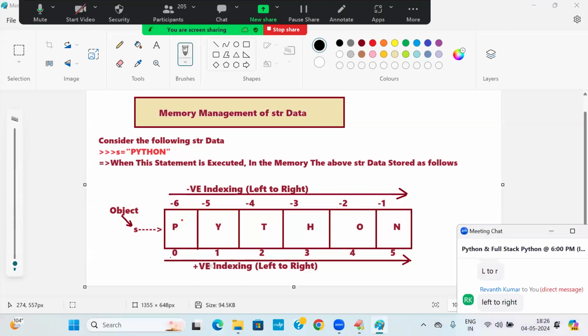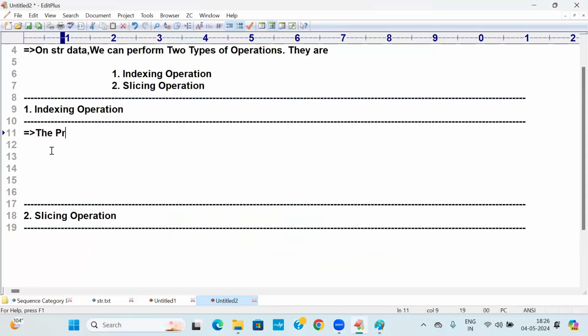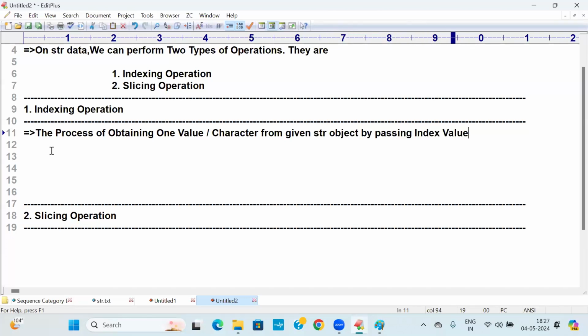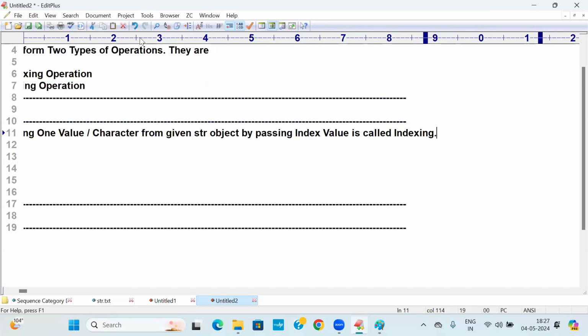Now, if I want to access the letter P, I need to pass the index either 0 or minus 6. So indexing means, I'm writing the definition: the process of obtaining one value or character from a given str object by passing an index value is called indexing. That is the definition.